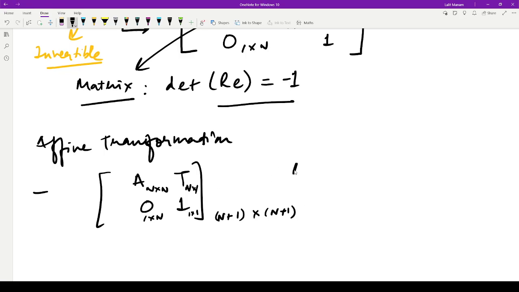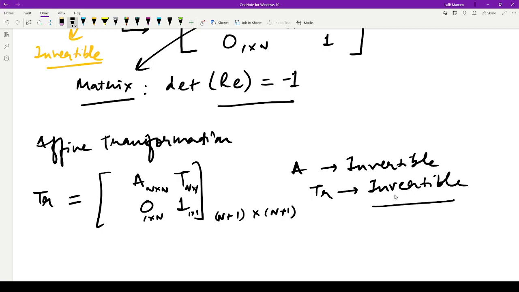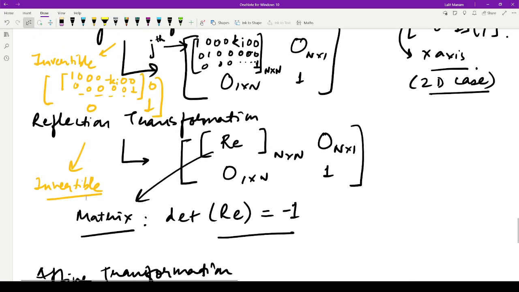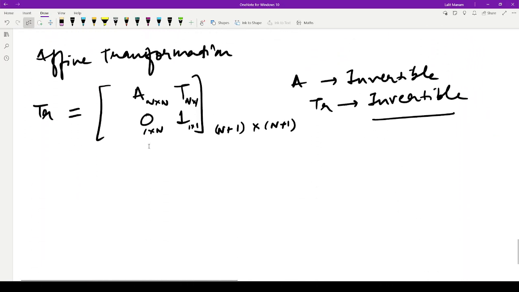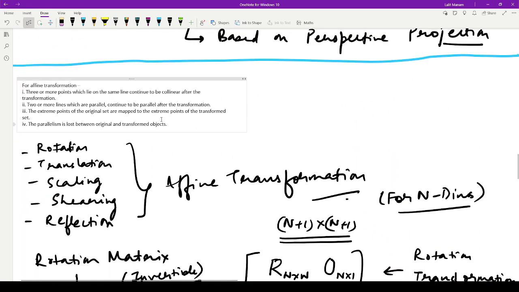And what else do we know? A is invertible, and thus this whole transformation is also invertible, because this is again a linearly independent row that we added here. So whenever someone says it's an affine transform, you are sure that it can be inverted, because all the constituent transformations can be inverted. Okay. So given that we have this idea now, we'll quickly start the question.